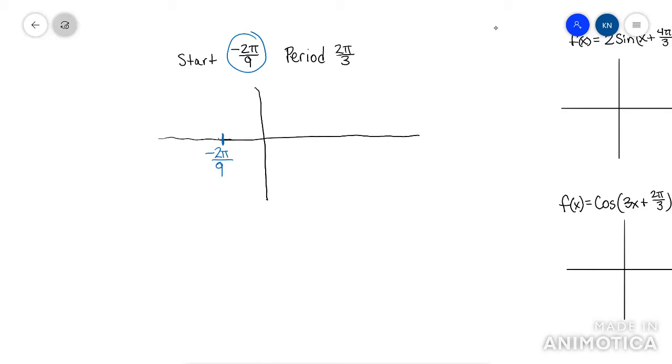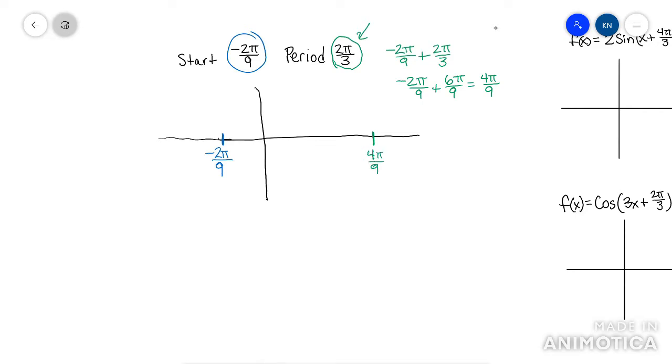And then you're going to have to add the period to find out where you finish. So the name of the game here is going to be common denominators. You're going to have to do negative 2 pi over 9 plus 2 pi over 3. But they don't have a common denominator. So it would really be negative 2 pi over 9 plus 6 pi over 9. That's still 2 pi over 3. 4 pi over 9 would be my finished location.